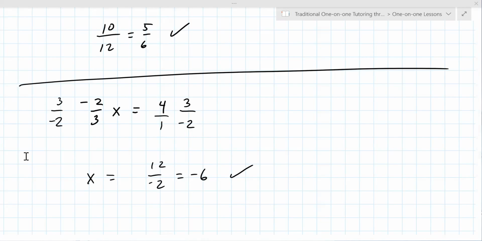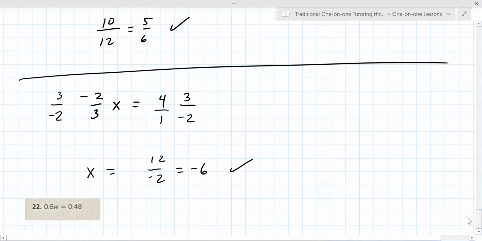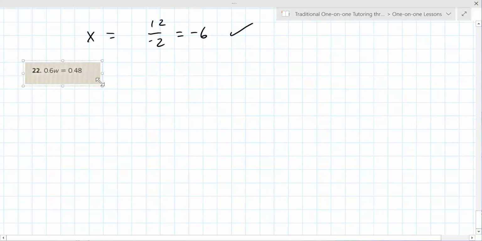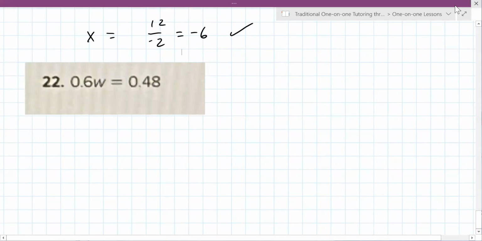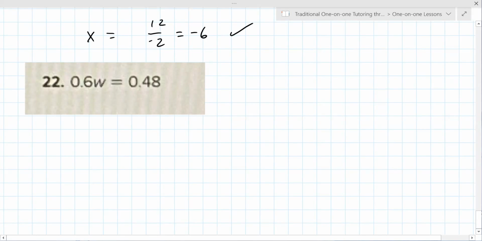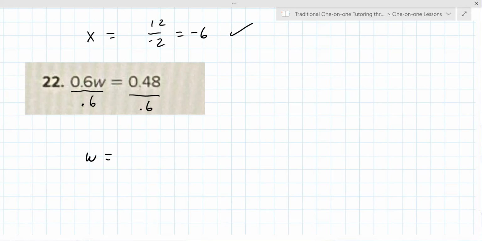Glad we did that because I think you got a lot of the last 10 minutes to get a little more comfortable with this. So 22 looks complicated, but whenever you just have a number multiplying a variable, you just undo multiplication with division. So you divide both sides by 0.6. Now, a slight wrinkle is that if you had to do this by hand, it would be kind of hard, but I don't know if you have to do that.